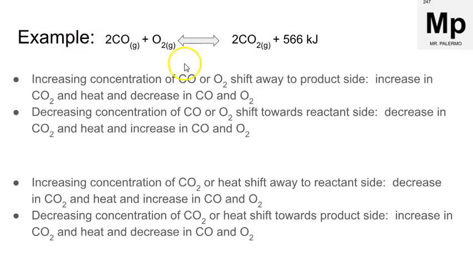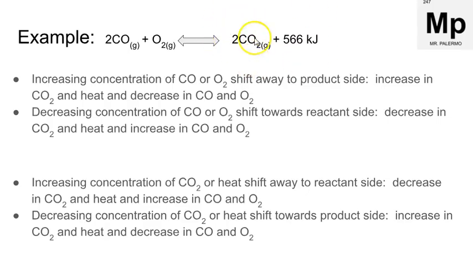So here's an example of a reaction, and we're going to go through all the different stresses that we can use here. So it's add away, take away towards. If we increase the concentration of any of these reactants, either CO or O2, so we're adding to the reactant side, it's going to shift away from this side towards the product side. We're going to make more of our products. So add away, we're going to end up making more of this.